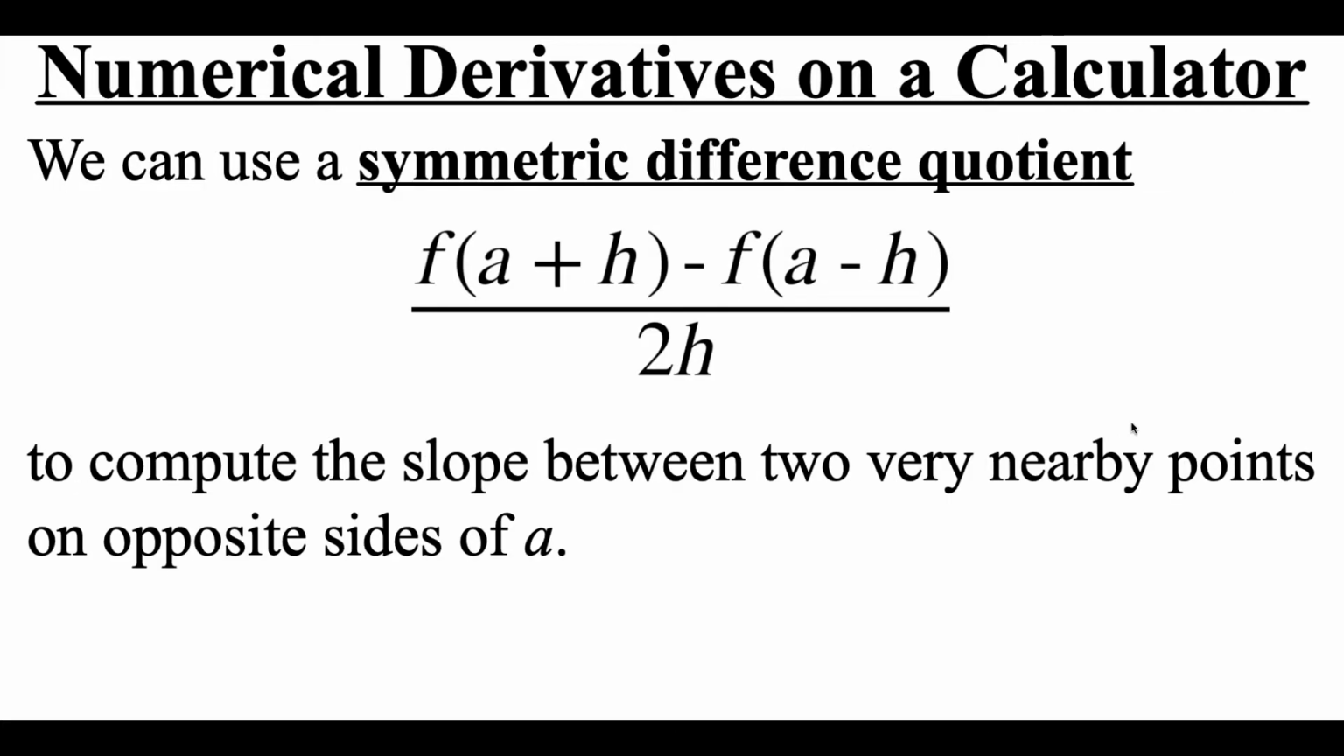But there's also this thing called the symmetric difference quotient. And the way that goes is it's f of a plus h minus f of a minus h all over 2h. So what's happening here is we're actually looking at an h value on the right side of our point and on the left side, and we're kind of finding the average of that slope between those 2 points.